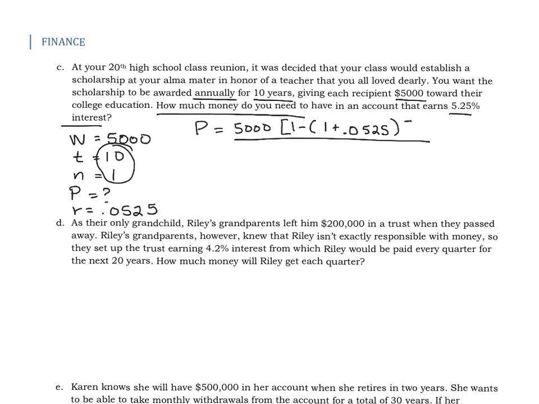So n times t is going to give us 10 there. And so I will be dividing by, again, 0.0525 divided by 1 is just going to give me 0.0525. And if you would like, you can go ahead and add these two quantities together, and you'll get 1.0525. Okay? All right, so putting this into our calculator, we'll get the following amount.